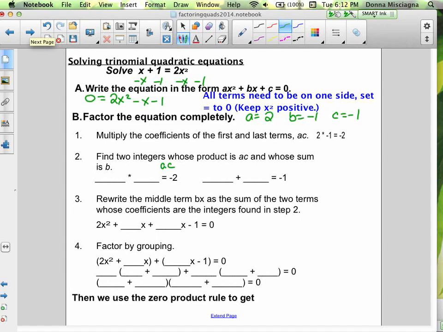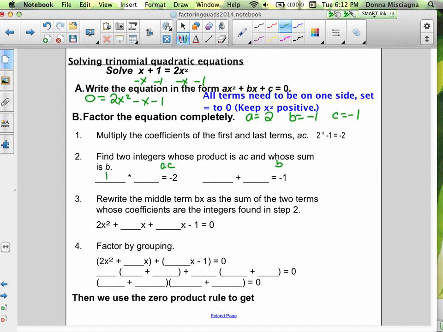Right, and so we want two numbers that multiply to give us negative 2, but add to give us the b term of negative 1. Well, 2 only has two factors, 2 and 1. If they're multiplying to be a negative number, one of them's negative. If they're adding to be a negative number, it's got to be the larger term that's negative.